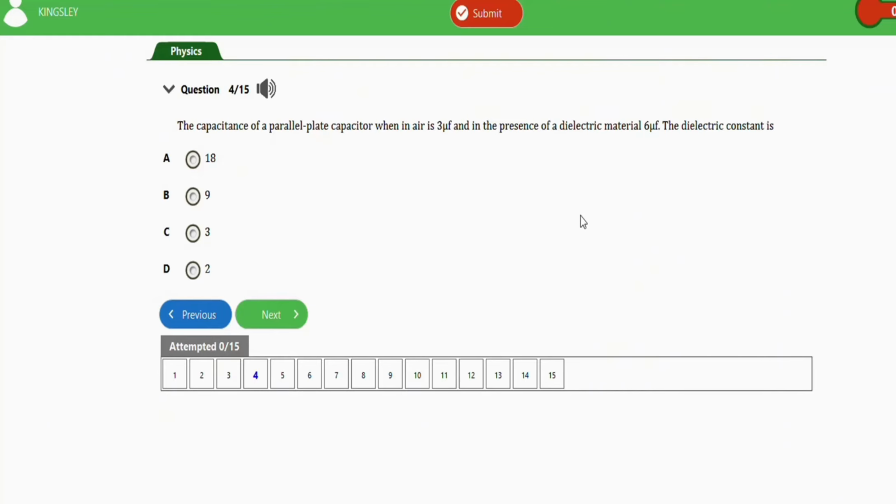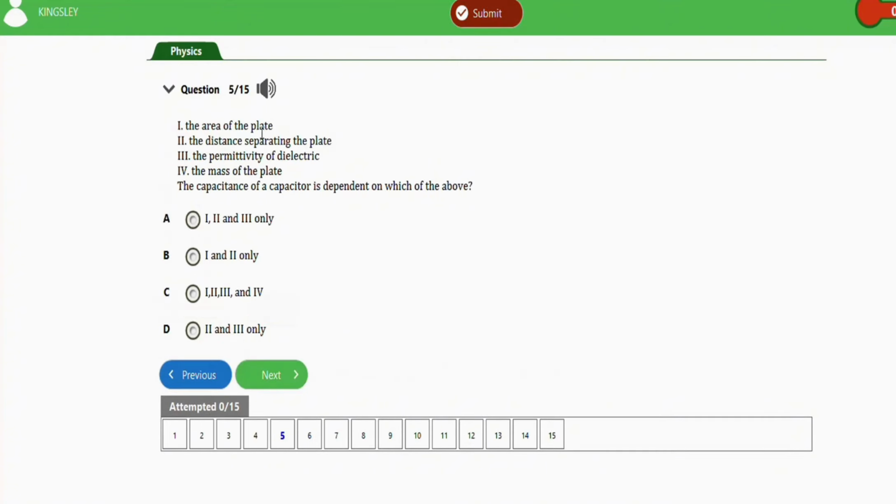Alright, so that's it for this question. The next repeated question will be this question. It says, the capacitance of a capacitor is dependent on which of the above. We have the area of the plate, the distance separating the plates, the permittivity of dielectric, and the mass of the plate. So the right option in this question will be the one that includes I and II. So the right option is option A. Okay, IV is the exception, so the capacitance does not depend on the mass of the plate. Okay, so that's it for this question.